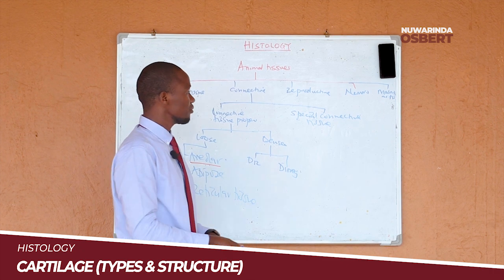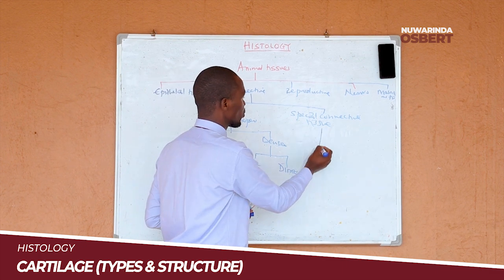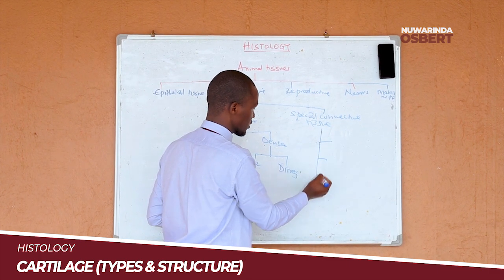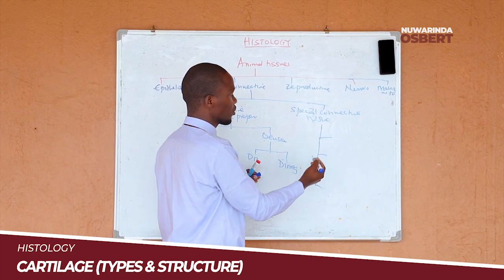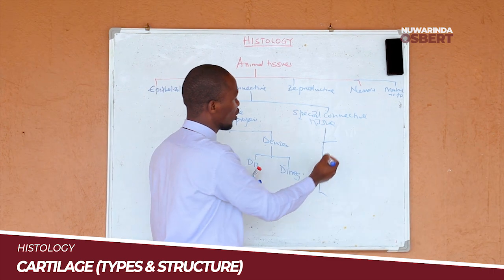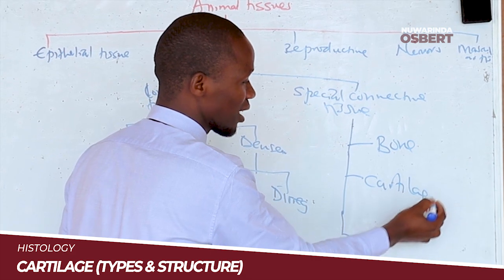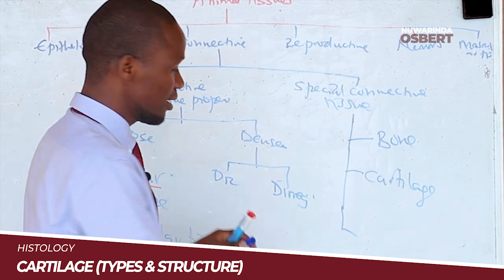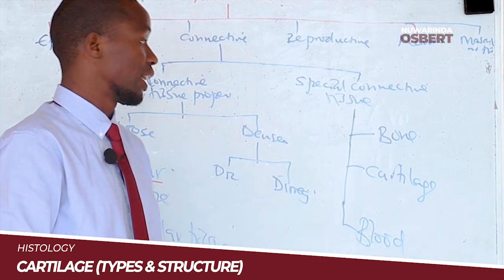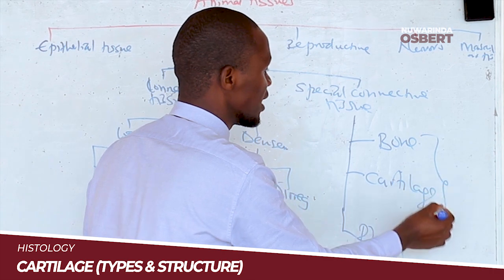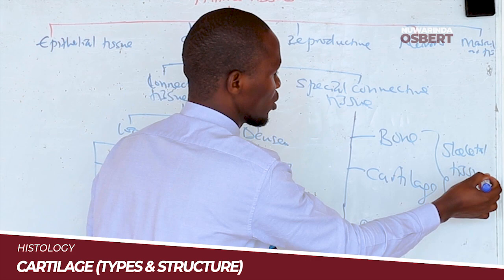Yeah, so in the special connective tissue, we saw that we have 3 types. And these 3 types, I hope you still remember, are bone, cartilage, and then the third one, I know you already know it, that is what? That is blood. So these are the special connective tissues that we saw. And these two we can also refer to as skeletal tissues.